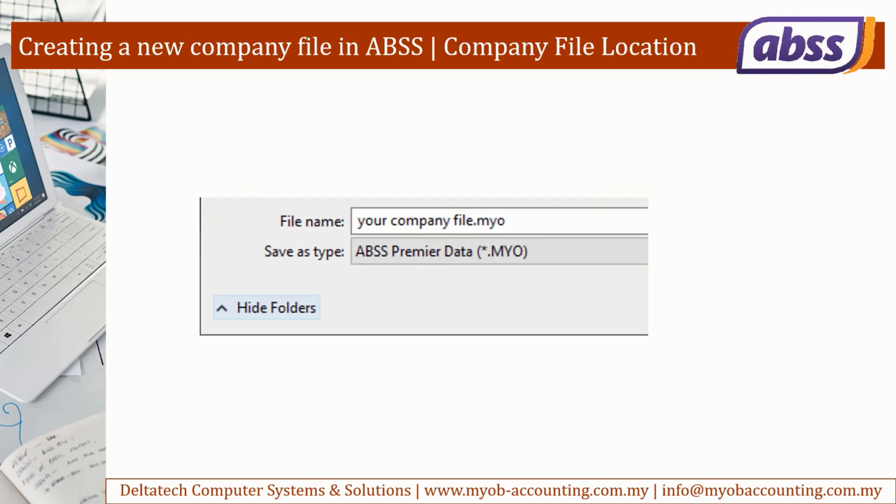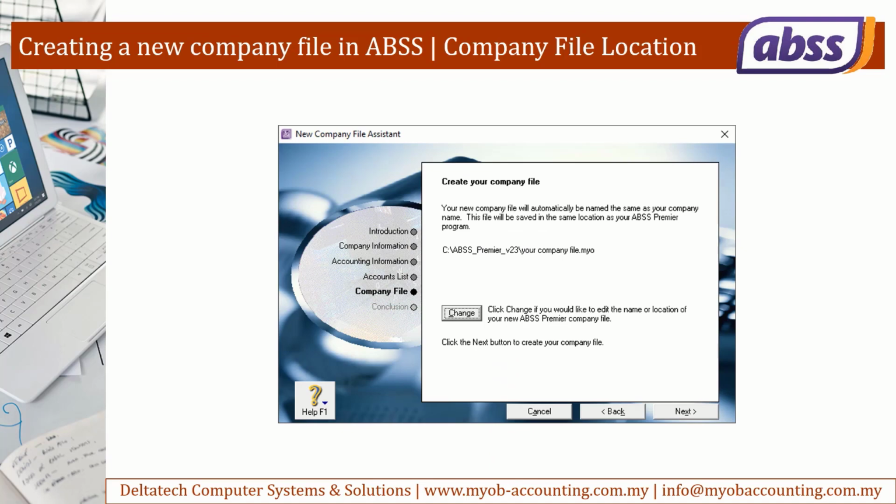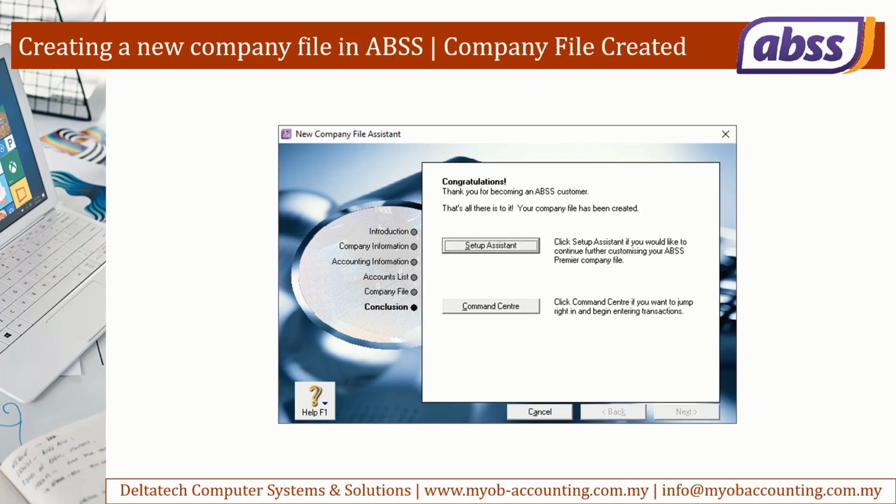Note that all ABSS Accounting and ABSS Premier files are given the extension .myo. Do make a note of where you are saving your company file. You need to be familiar with the location so you know where to access it when needed. When you click Next, ABSS will create your file. Your file has been created. You can now go to the Setup Assistant to set up your preferences, or go to the ABSS Command Center. If you wish to do that later, click on Cancel to close the Company File Assistant.